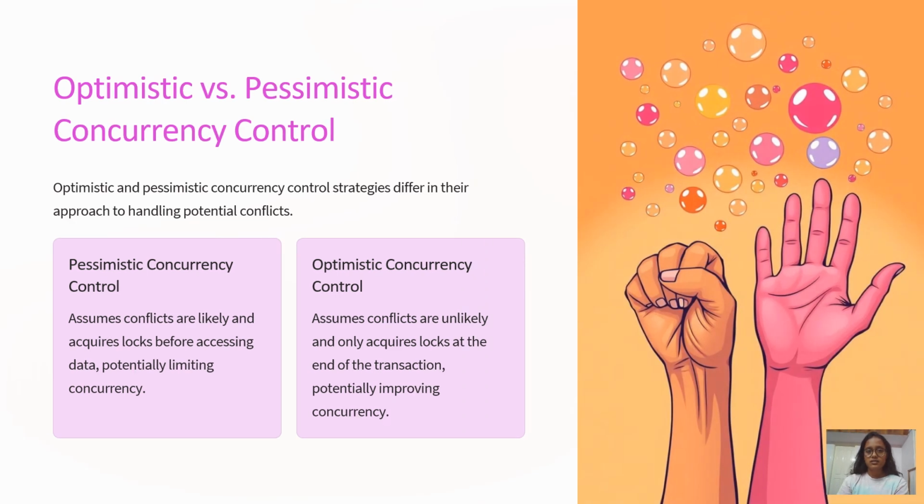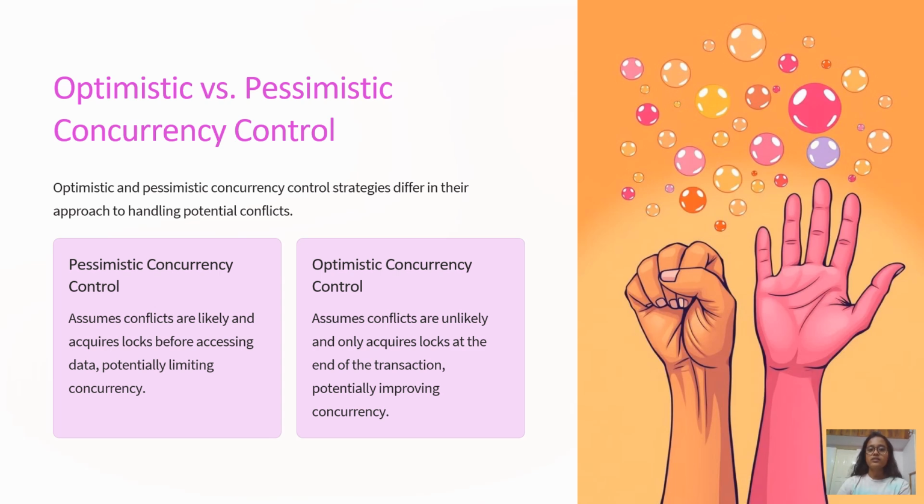So next, let us move to optimistic versus pessimistic concurrency control. Optimistic and pessimistic concurrency control are two approaches to managing concurrent transactions in a database. Pessimistic control assumes conflicts are likely, using locks to prevent other transactions from accessing the data until one finishes. This is very common in applications where data integrity is critical.